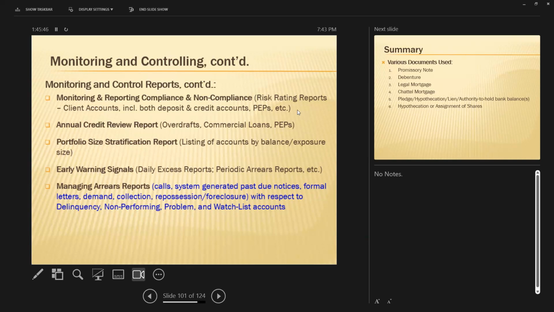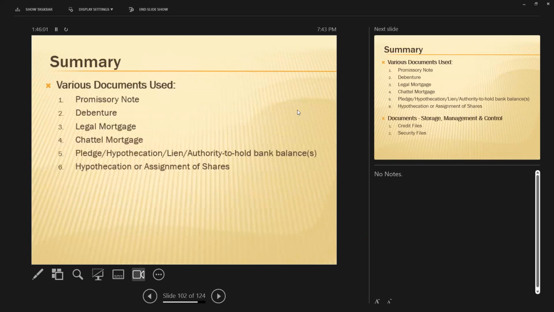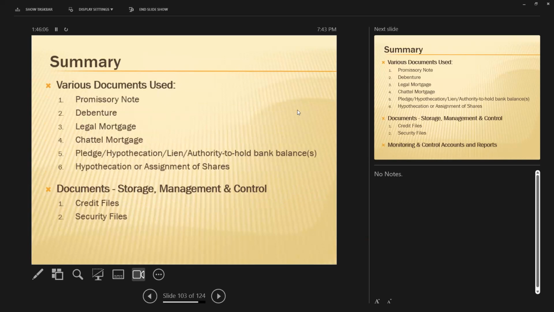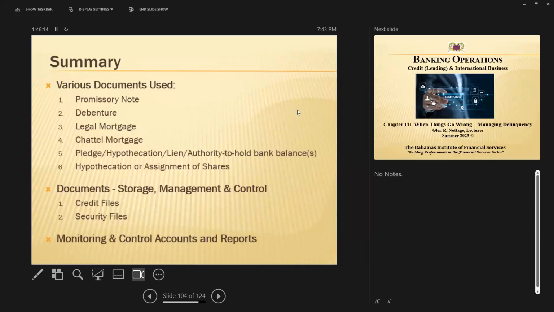All right. Any questions on reports? Because that concludes chapter 9. Okay. So we've looked at various documents used. We've looked at storage and management and control of documents, credit files, security files, and we've talked a little bit about monitoring and controlling of accounts and the various reports. Okay. Any questions before I move on to chapter 11?